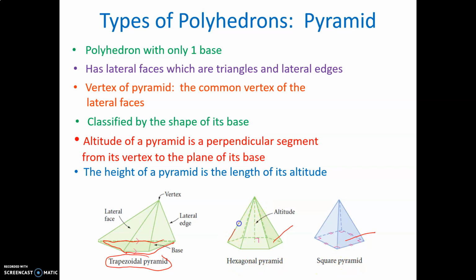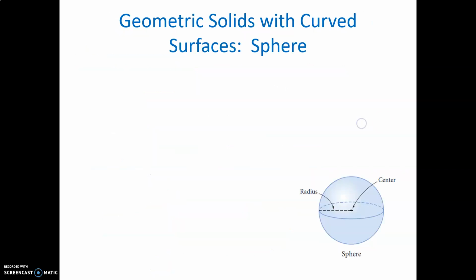Now, pyramids have these sides that are triangles. See how every one of these pyramids has these sides, these lateral faces that are triangles.